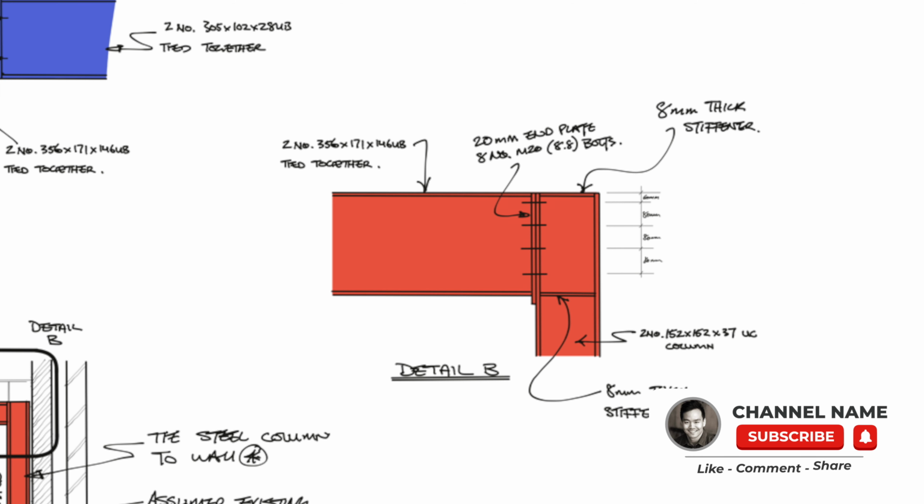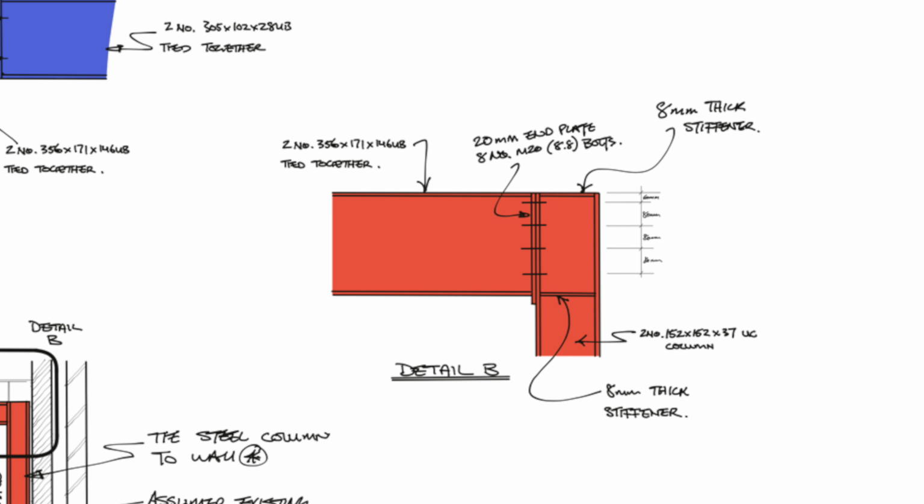Detail B is a connection detail showing how the beam connects to the column, and normally I wouldn't show a beam to column connection detail, but in this instance, because the frame is a moment frame and I'm going to need moment connections, I think it's really important that I show the stiffener and also the exact position of the bolts.